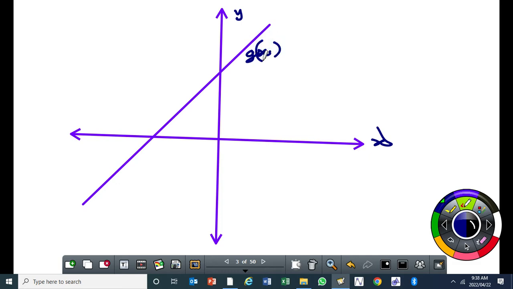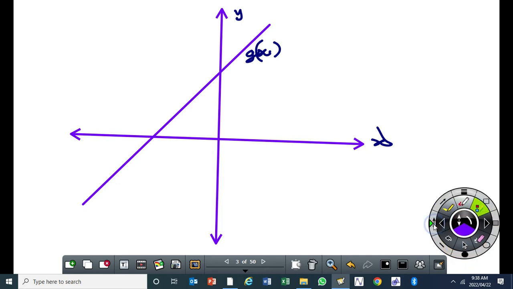Now, if I want to prove that this linear function is indeed a function, again, I just have to use the vertical line test. Okay, so I can draw my vertical line.